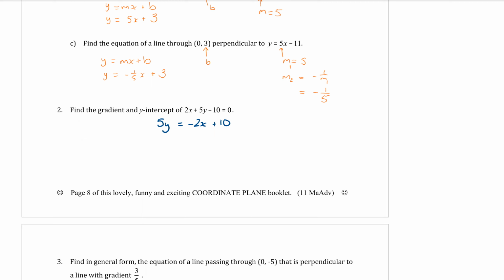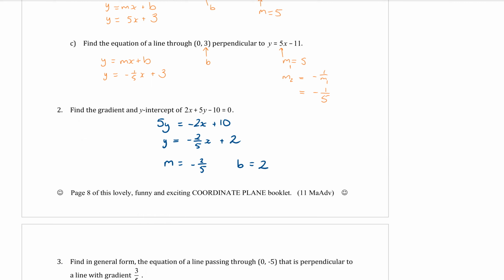Now I can divide each term by 5, which would give me negative 2 over 5 x, and 10 divided by 5 is 2. And we're in gradient form. So that means that the gradient is going to be the negative 2 over 5, and the y-intercept is the plus 2 on the end.